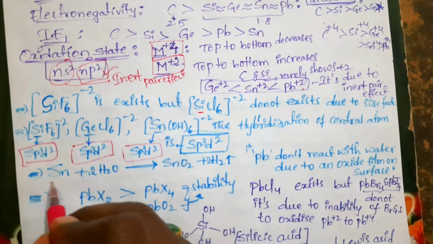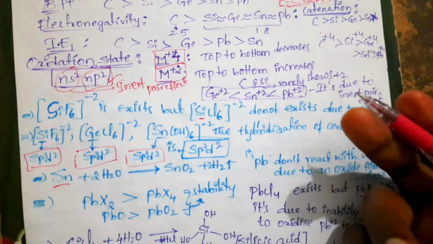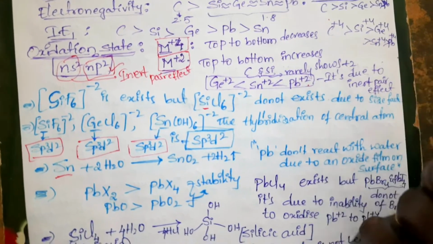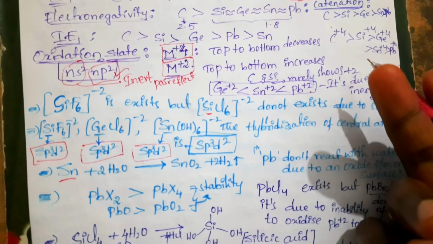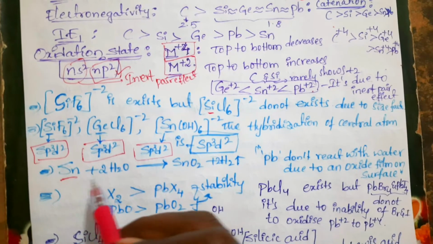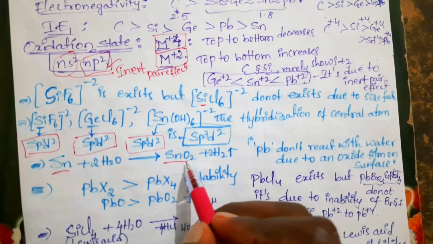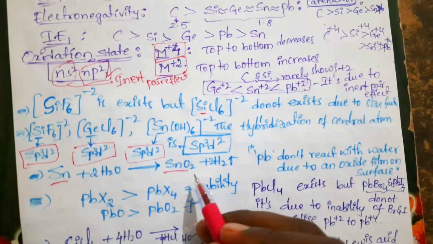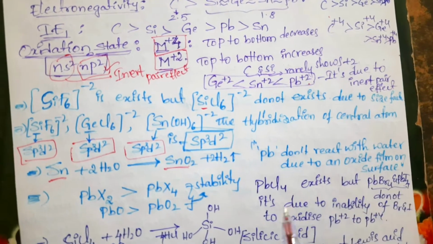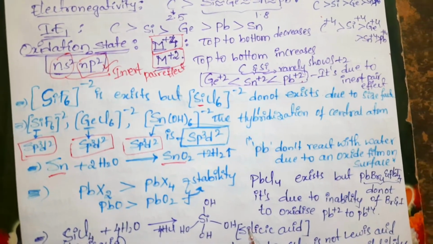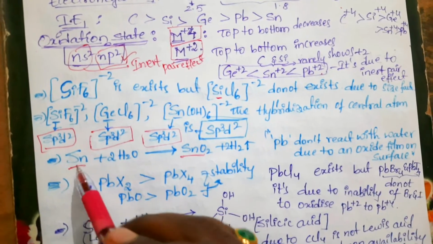Now if you look at these group 14 elements, reactivity increases from top to bottom. So carbon, silicon and germanium will not react with normal water, whereas tin can directly react with water and forms SnO2, cassiterite. Tin oxide will be formed and hydrogen gas will be released. But lead does not react with water due to the formation of an oxide film on the surface. In total, in group 14 the only element which reacts with water is tin.